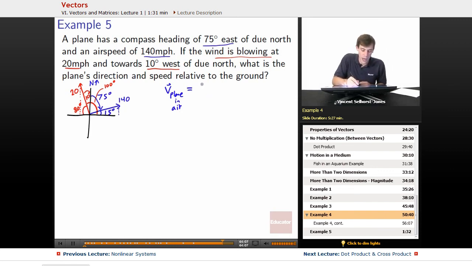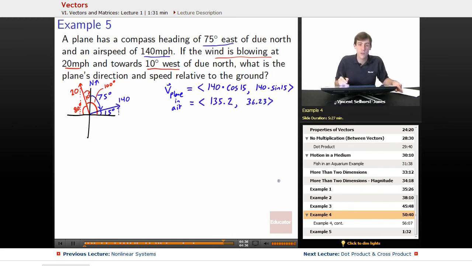So the velocity of the plane in the air, its horizontal component is going to be the length of the vector, 140, times the angle we've got, which is 15. So if we're talking about the horizontal, that's going to be side adjacent. So cosine 15, and 140 times sine 15 for the vertical, because that's side opposite. We work that out, and that comes out to be approximately 135.2 and 36.23. The units on both of those are miles per hour, because it's moving 135.2 miles per hour north and 36.23 miles per hour east simultaneously.